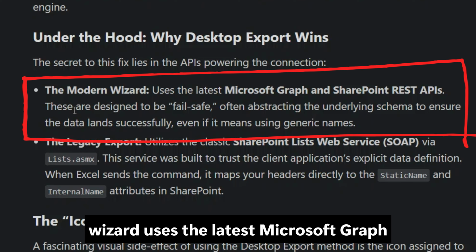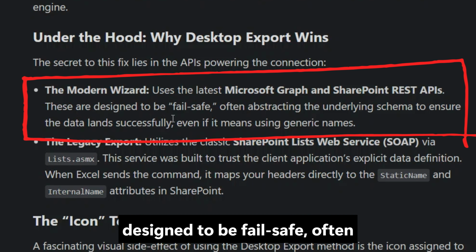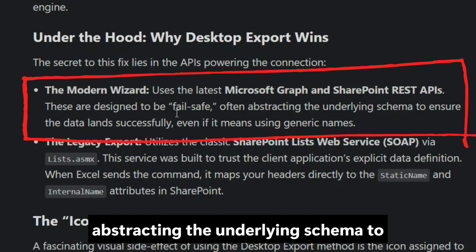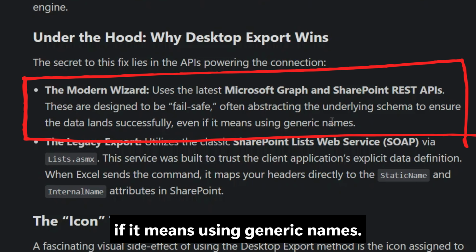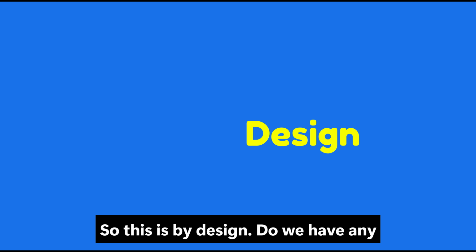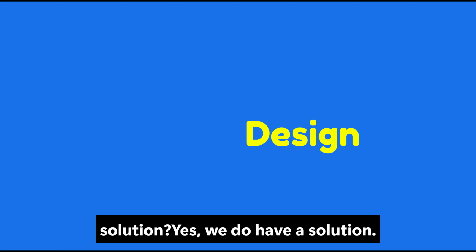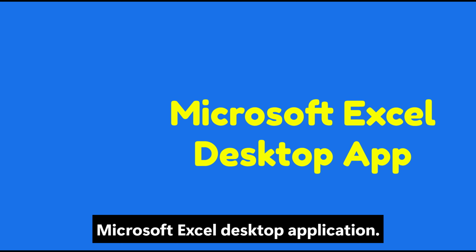The modern wizard uses the latest Microsoft Graph and SharePoint REST APIs. These are designed to be fail-safe, often abstracting the underlying schema to ensure the data lands successfully, even if it means using generic names. So this is by design. Do we have any solution? Yes, we do have a solution. How to do that? By using Microsoft Excel desktop application.